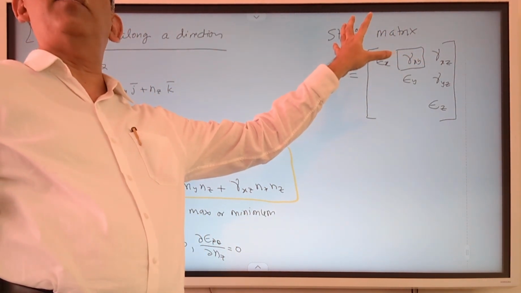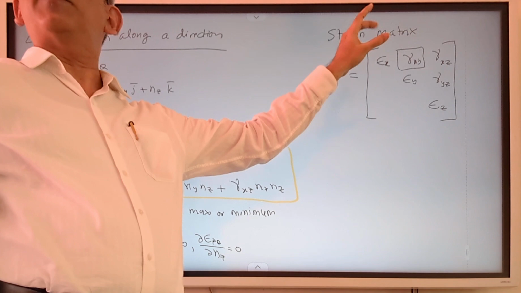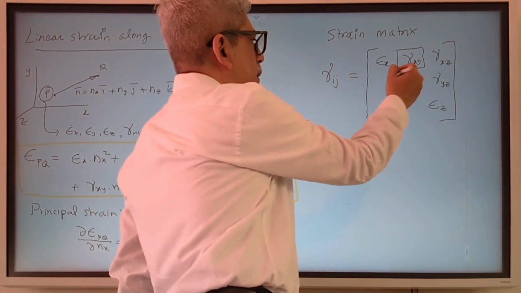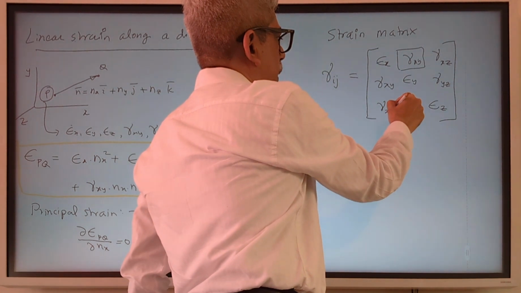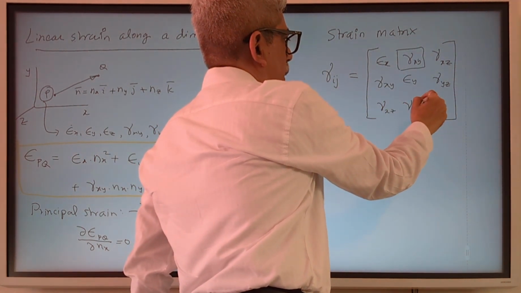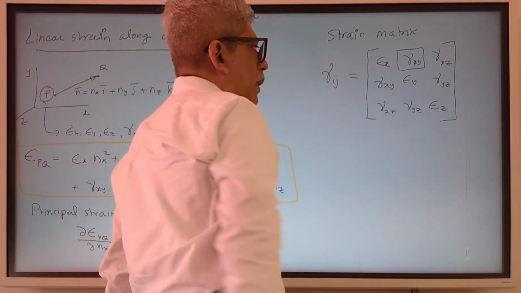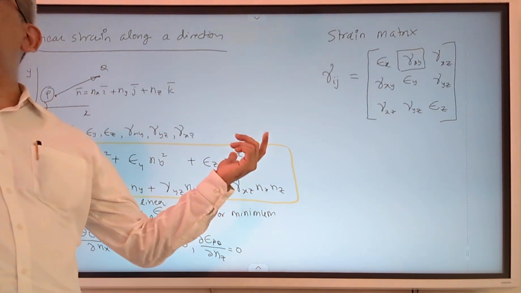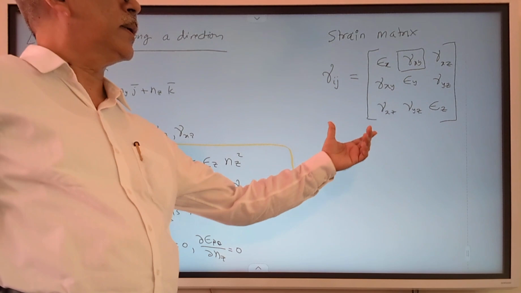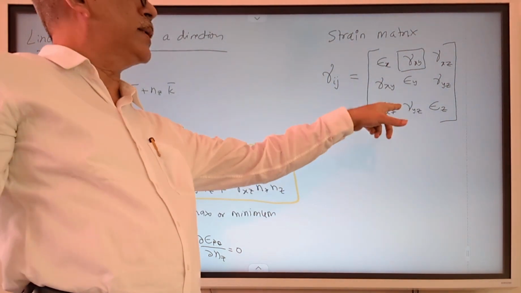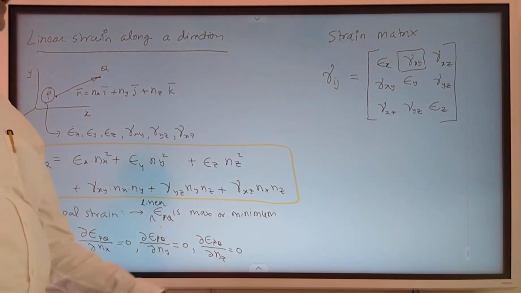And just like the stress matrix, this matrix is also symmetric. So you have gamma xy, gamma xz, and gamma yz. That is the equality of the cross shear strains in this particular case.